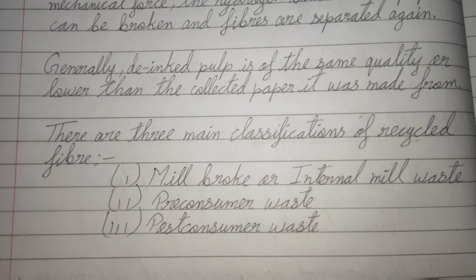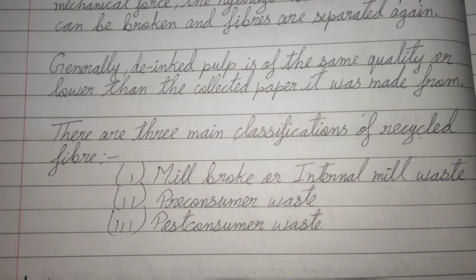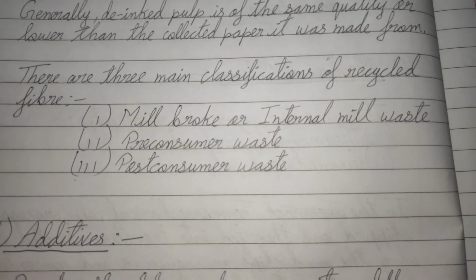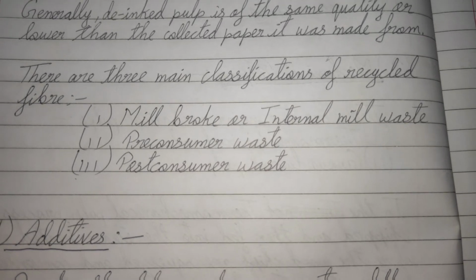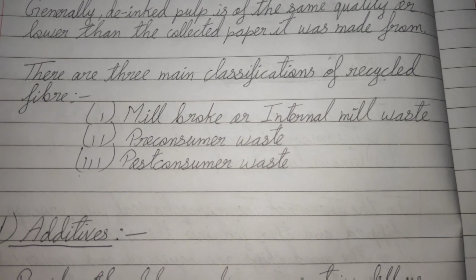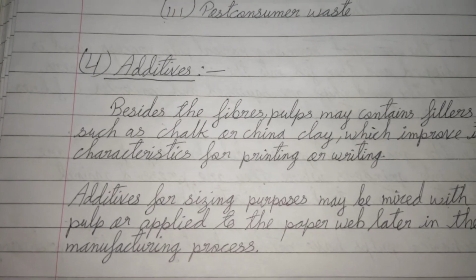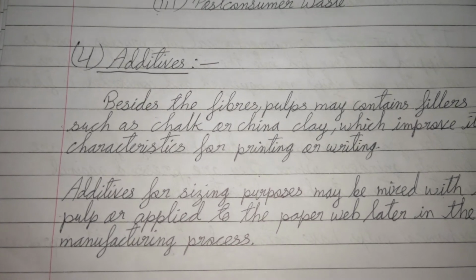There are three main classifications of recycled fiber: mill broke or internal mill waste, second is pre-consumer waste, and third is post-consumer waste. Additives are also used in paper making, so let's learn about them.